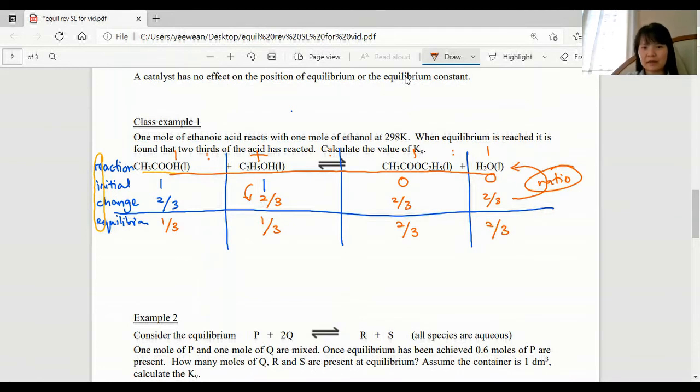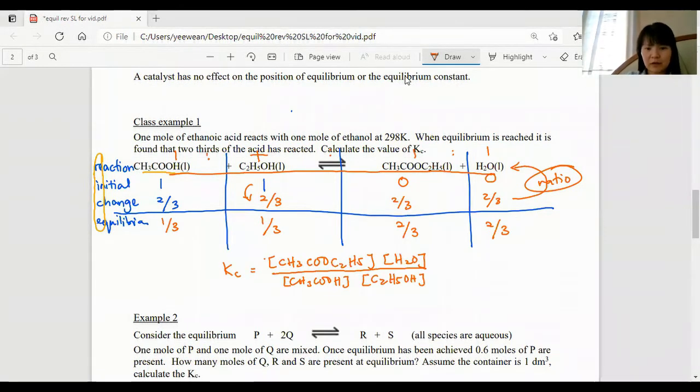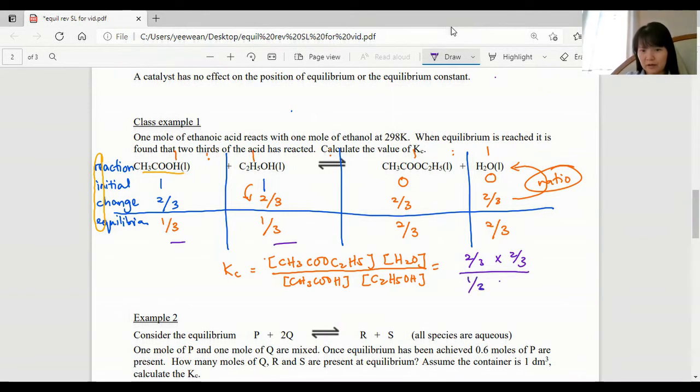Now we can calculate what our Kc is. So Kc equals CH3COOC2H5, the ester, over the others. So all of them are raised to the power of 1 only, because there are no 2 moles anywhere. If there's a 2 here, then a 2 here. But since there's nothing there, no 2 moles here. So therefore, 2/3 times 2/3 over 1/3 and 1/3.